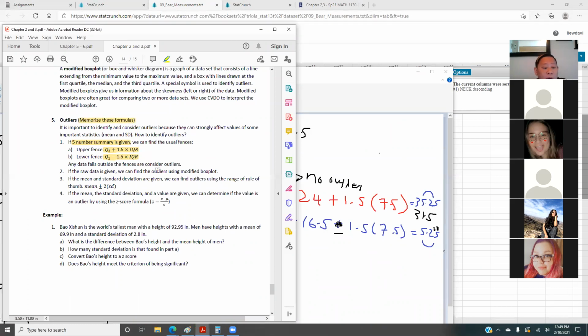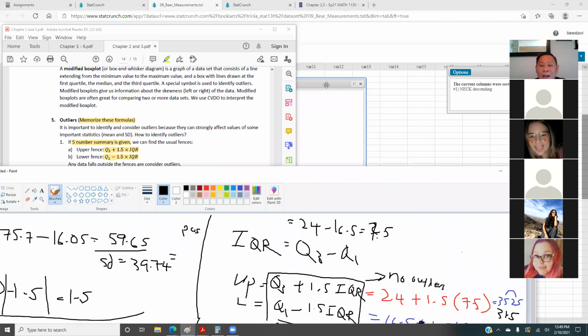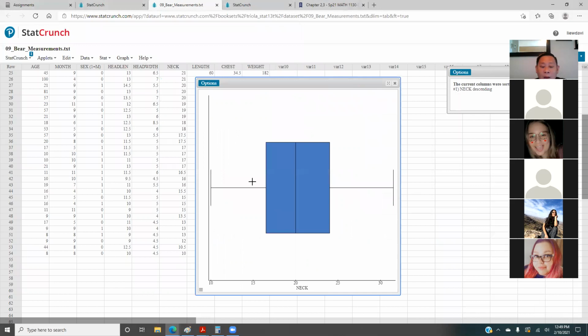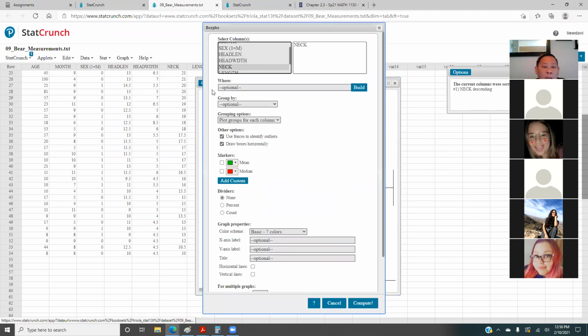Another way for us to figure out outliers is using the modified box plot. This only happens when all the raw data is given to us, like what we did in the neck one here. So we can figure it out easily. There's no outlier here. We can figure out weight. Let me see what happens to weight. I want to see if weight has outliers.